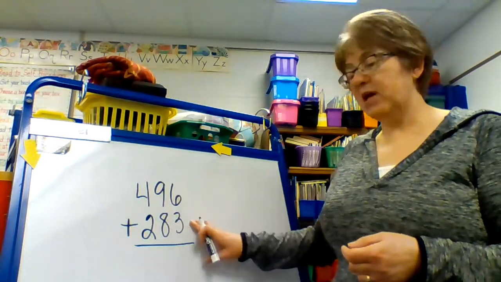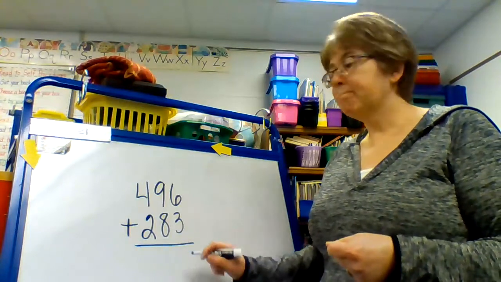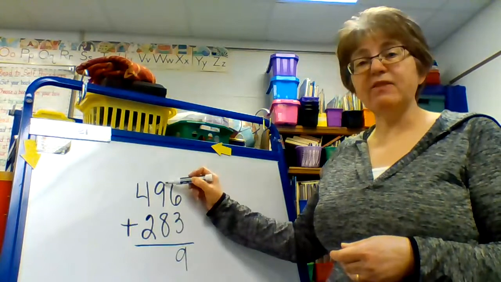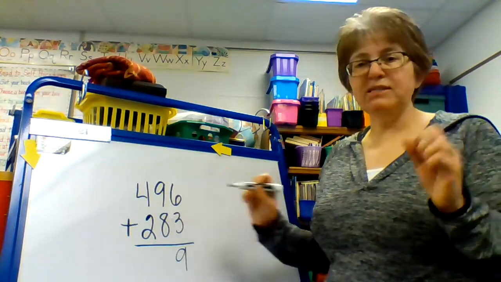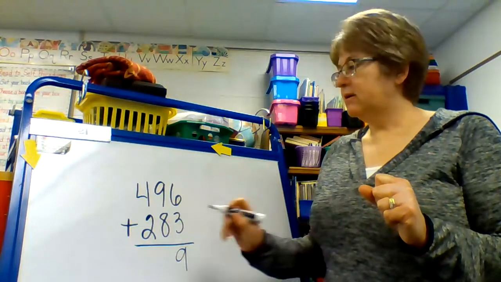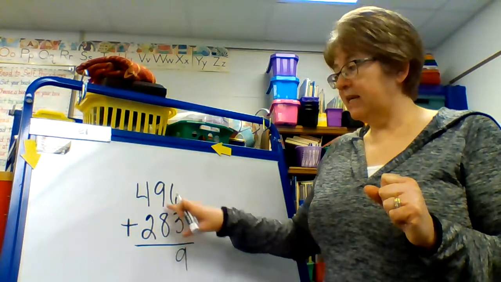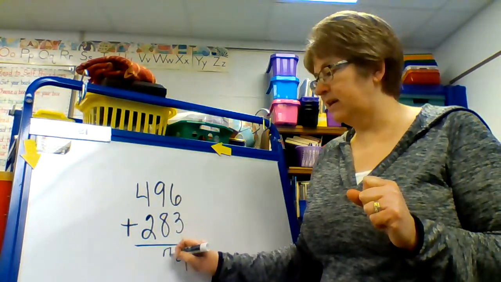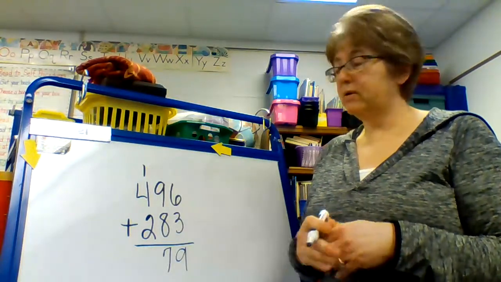I have 6 plus 3. 6 plus 3 gives me 9. Good. Now let's add the tens. I don't have to make a new group. Now let's add the tens. 9 plus 8. If I think about doubling 8, that's 16. 9 is one more, so that is 17. Put down a 7, and I have to make a new group.